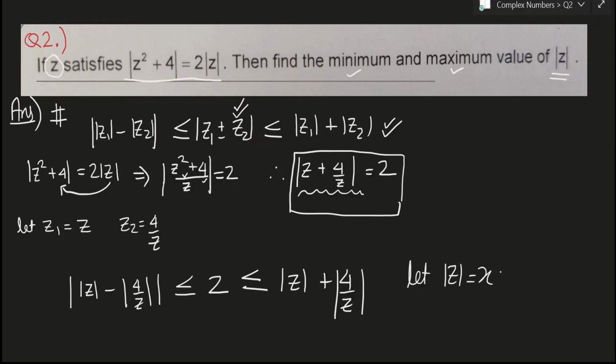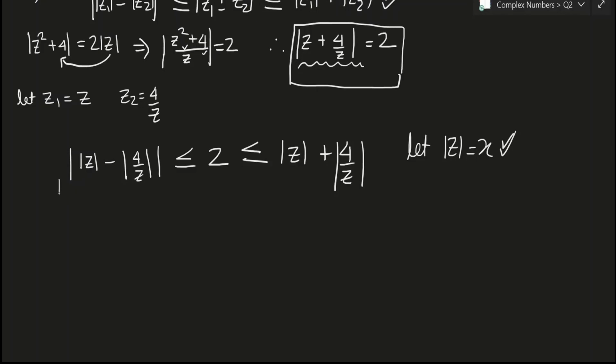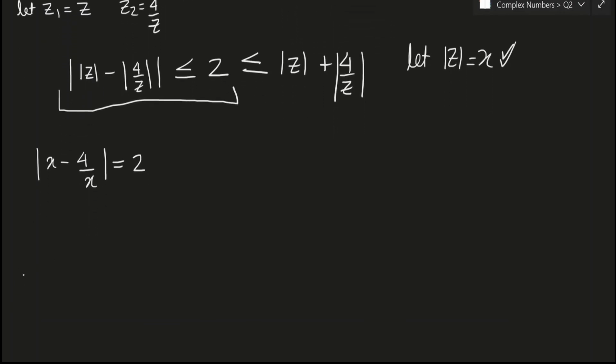So we are going to find the minimum and maximum value of x and we are going to be done. Okay, so let's look at this part of the inequality and try to solve it using quadratic equations. So what I can say is mod of x minus 4 by x is less than or equal to 2. To find the minimum and maximum, or the extreme values, I'm going to take the equality sign. So this is equal to this. So I'm going to solve this quadratic equation right here.